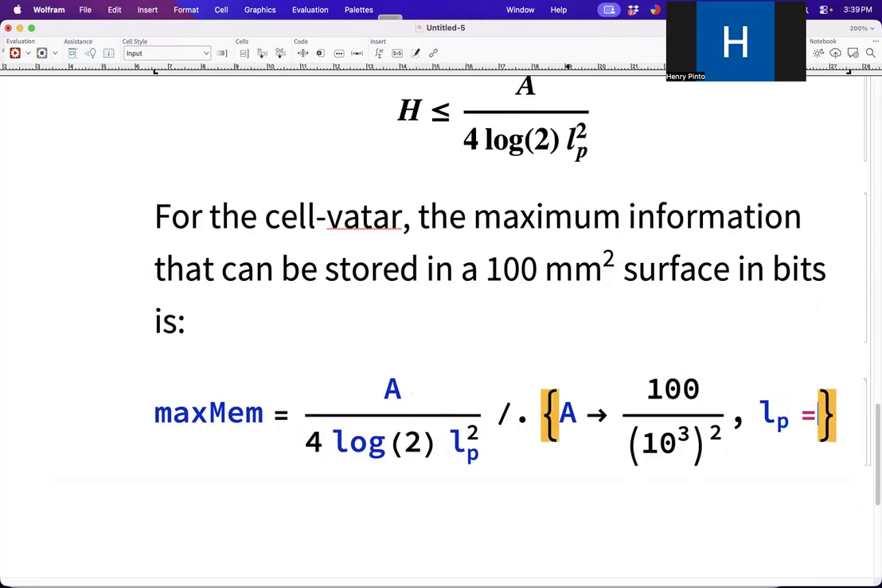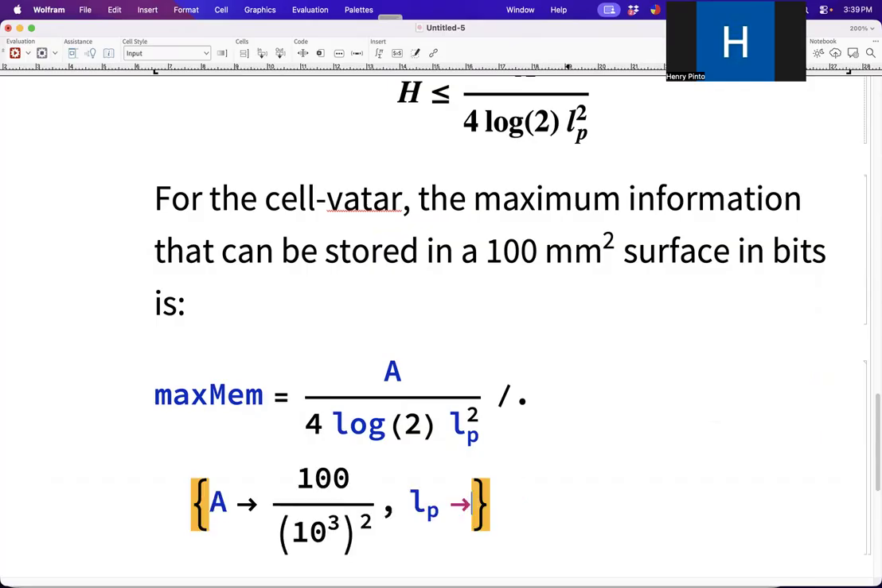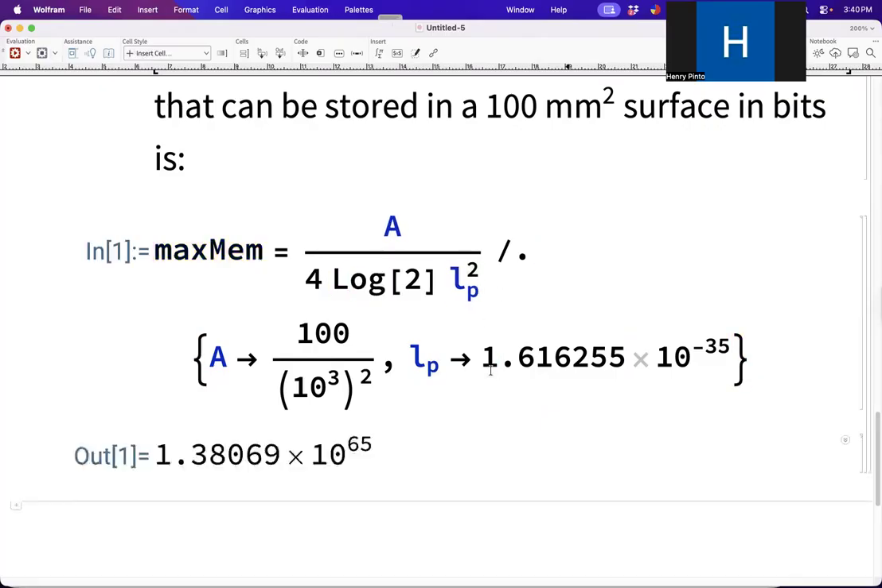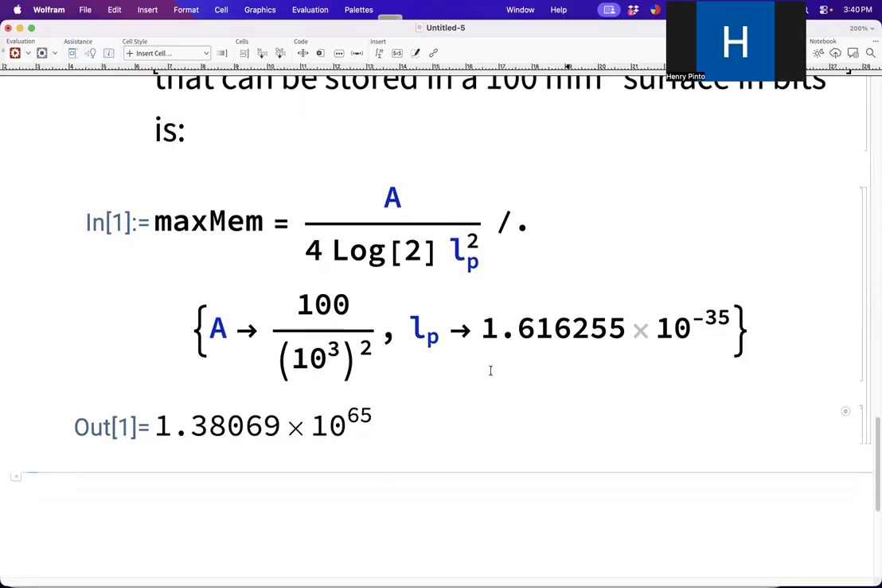The Planck length is this value, right? What is this? It's 1.62 times 10 to the minus 35, right? What else? And that's it. The rest is this. This is a log. Sorry, I have to correct this. This is log of this. Okay, so we have this. I have everything here. So the maximum memory in bits is this.